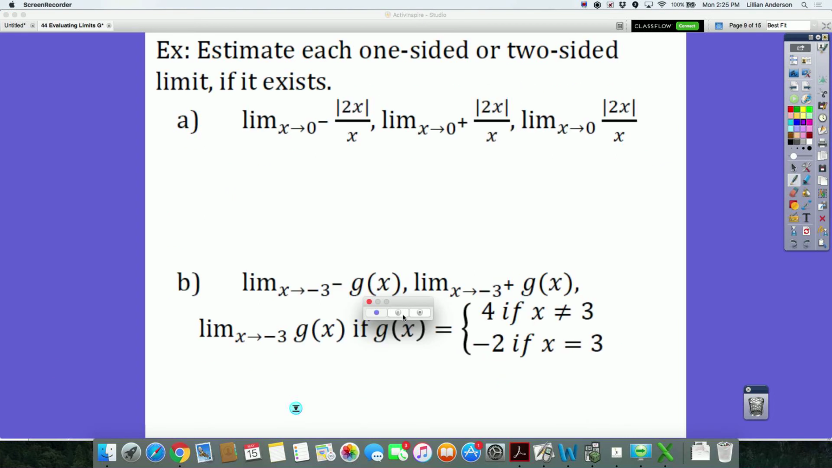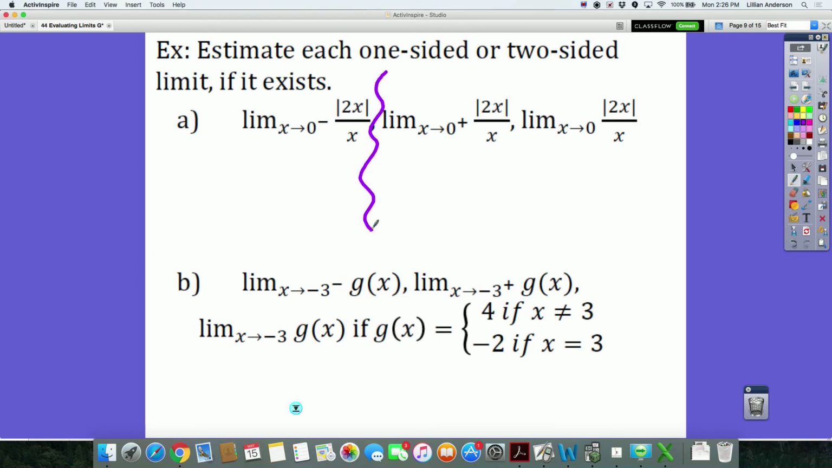We're going to look at two examples together, and then you are going to do a few on your own to make sure that you understand the concept. So it says, estimate each one-sided or two-sided limit if it exists. Okay? So we're going to look at this one from the left-hand side, from the right-hand side, and then collectively together. If this limit exists, then it should be the same number from both sides.